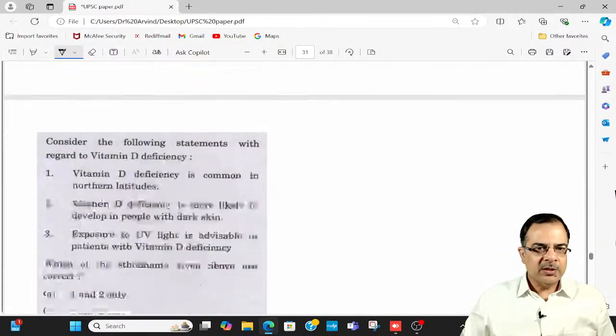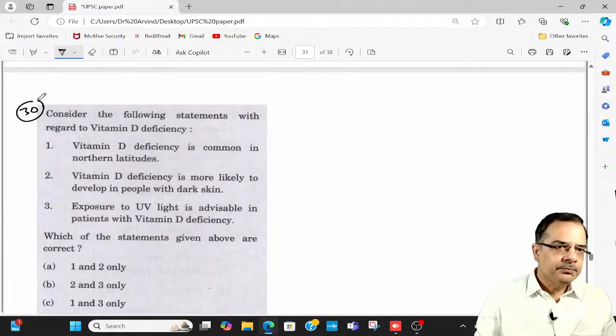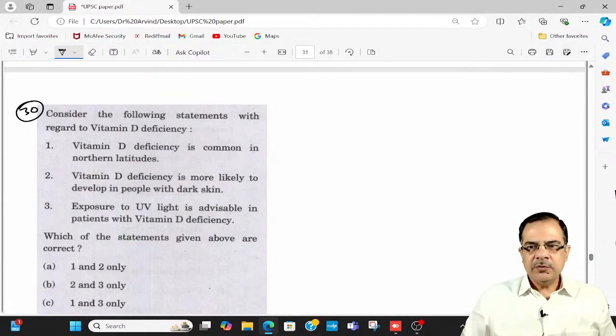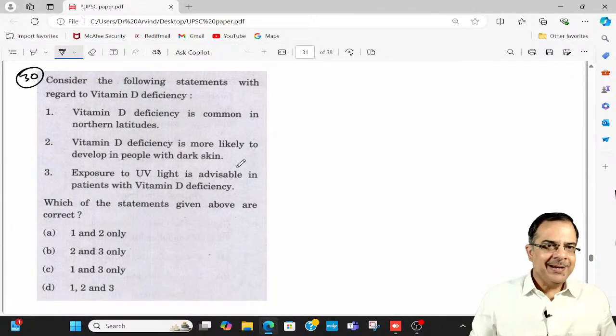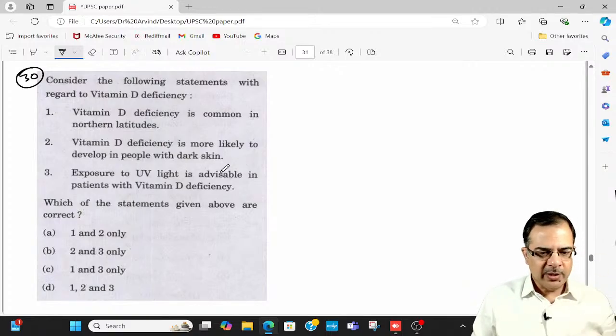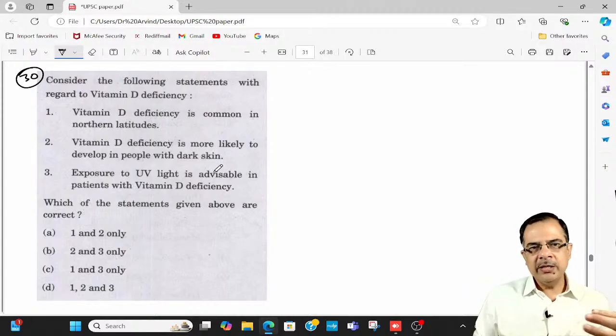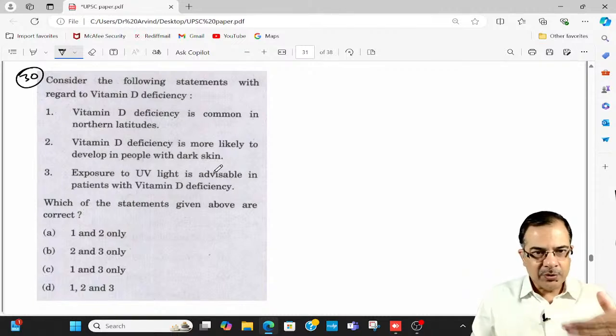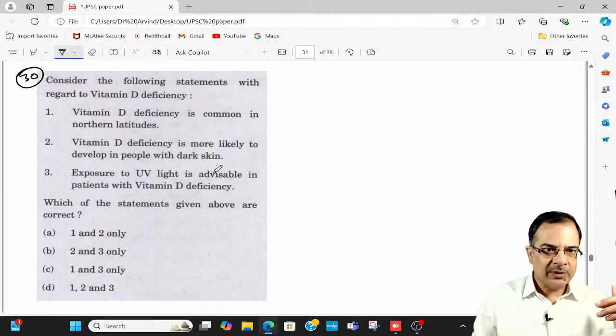Now come to question number 30. Consider the following statements with regard to vitamin D deficiency. Vitamin D deficiency is a very common deficiency in clinical practice. The first statement: vitamin D deficiency is common in the northern latitudes. Yes, because of less sunlight. True.